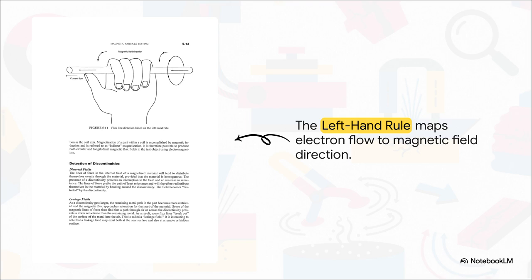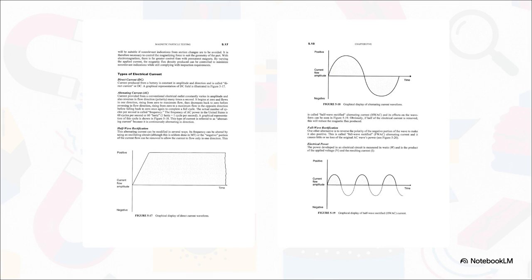Just point your left thumb in the direction of the electron current flow, from negative to positive, and your fingers will naturally wrap around the conductor in the exact direction of the magnetic field lines. It's a foolproof physical check you can do anywhere, anytime. Next up, you've got to decide how to power that field, and choosing your electrical current wisely is absolutely crucial, because they do very different things.